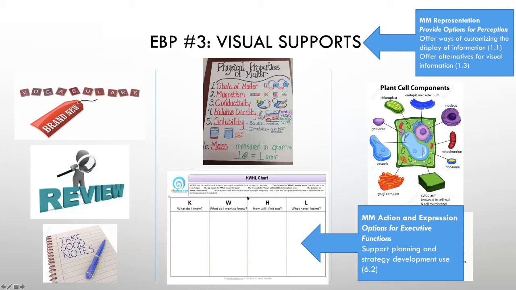The graphic organizer at the bottom, the KWHL chart, meets the universal design for learning principle, multiple means of action and expression. And it provides options for executive function, supporting planning and strategy development. This is really important for learners with disabilities because they have those working memory deficits, and also they often have trouble with executive function tasks. So providing them with something like this will only help their comprehension by giving them a map of how to comprehend what they are about to do, maybe in a lab, or even what they're inferring from a text.